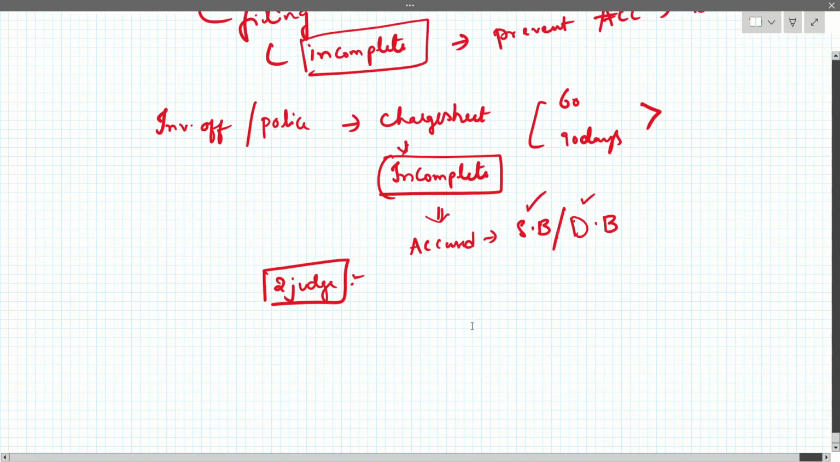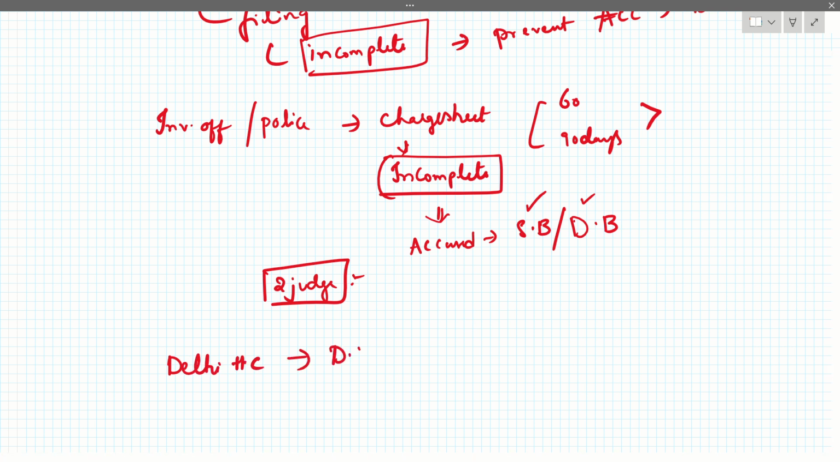Basing on this Supreme Court judgment, recently the Delhi High Court granted default bail under section 167 of CrPC to the accused. This Delhi High Court judgment is completely based on the judgment given by the Supreme Court in the Ritu Chhabaria case. The Delhi High Court held that, basing on the Supreme Court judgment, you have filed the incomplete charge sheet, so that's why we are granting default bail to the accused.